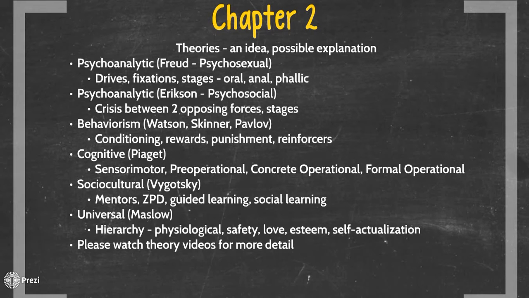Basically the universal theories say we all have these basic human needs and we're all more alike than we are different. And these basic human needs need to be met before we can really move on to the next stages of development. So you'll see a video about Maslow's hierarchy and it'll explain the different levels. So again, just please watch those theory videos so that you can get a whole lot more detail about each one of these different categories.